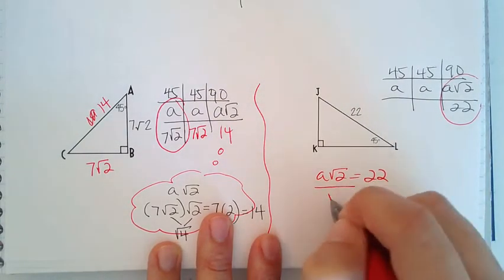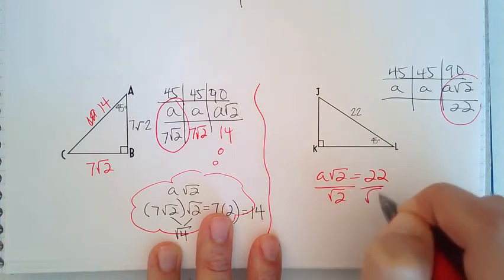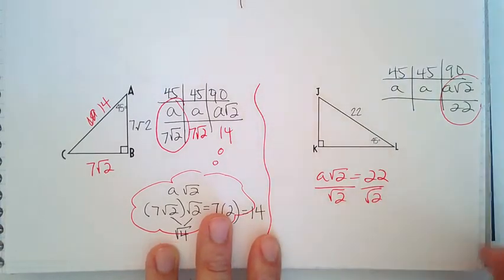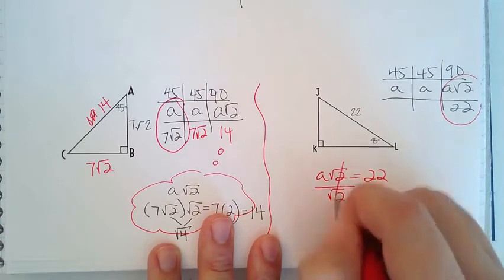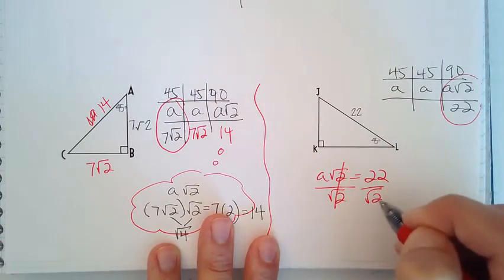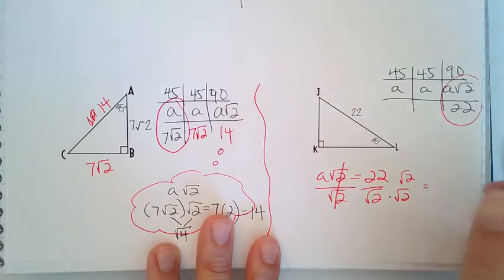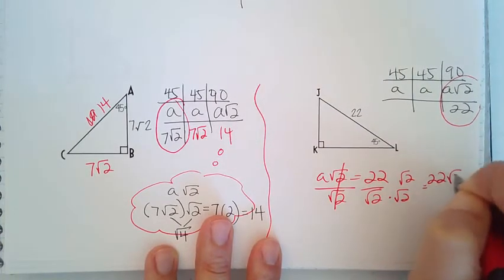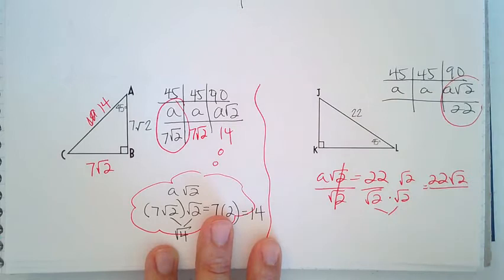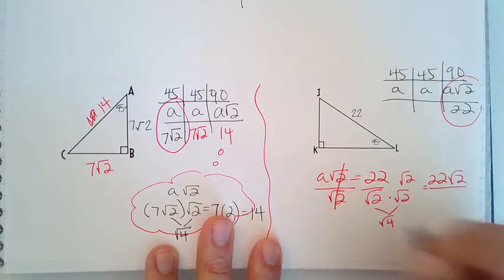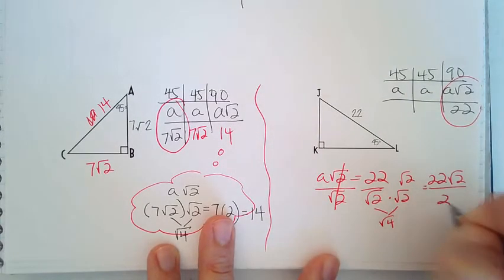So I'm going to divide both sides by root 2 because I want to know what a is. If I know a, I know everything. And those cancel, but I want to get rid of this root 2. So I'm going to multiply both the top and the bottom by root 2. And I get 22 root 2 over root 2 times root 2, which is root 4. And that's the same as saying 2.